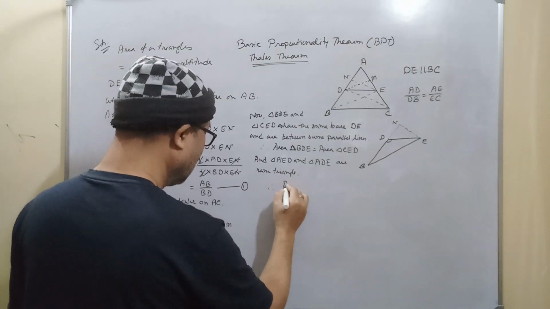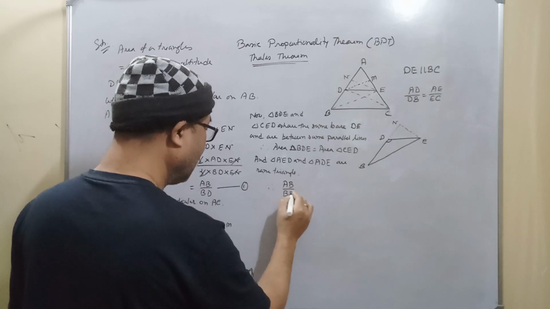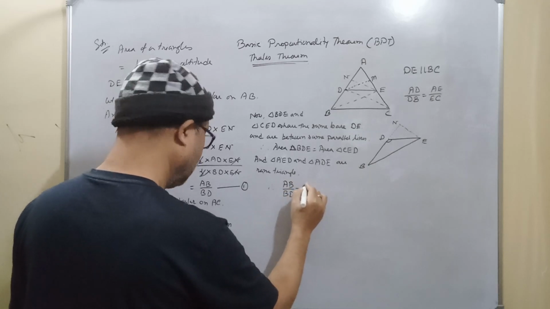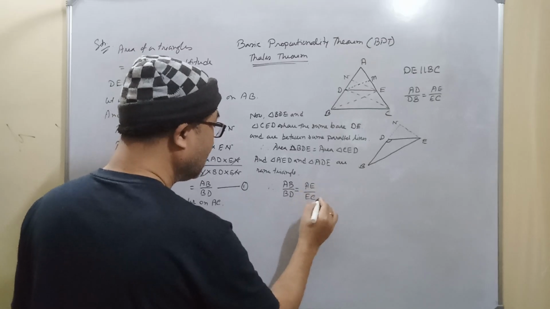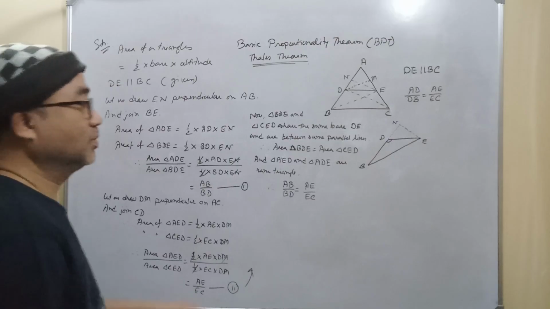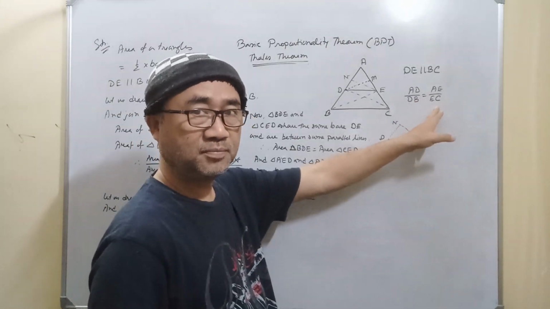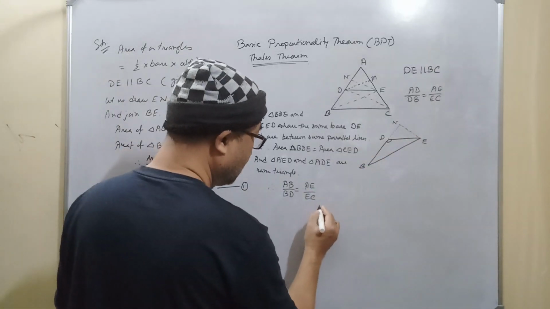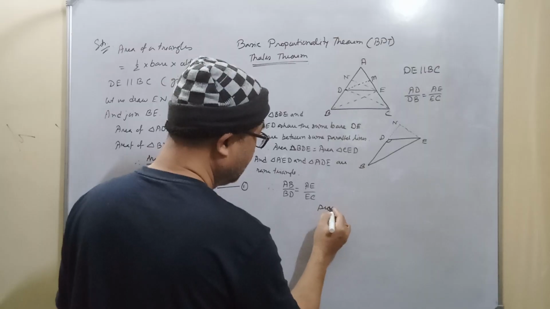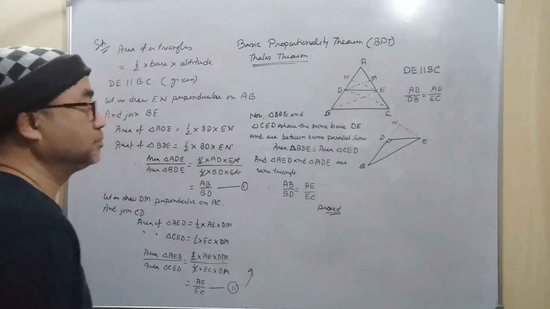Hence, AB by BD is equal to AE by EC. This one. Okay. So the theorem BPT or Thales theorem is proved.